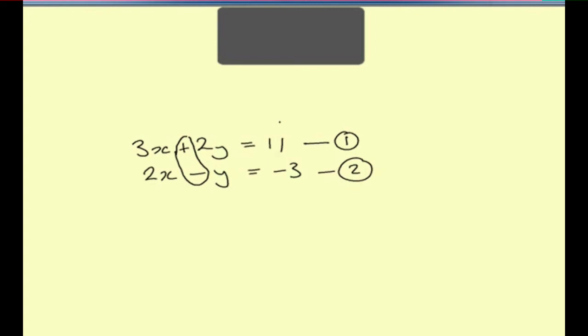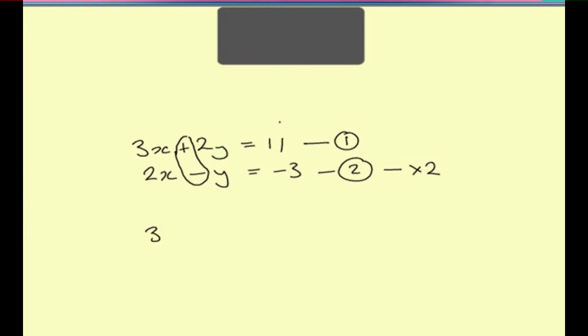So before we write anything, we need to do a little check. So when we add the two equations 1 and 2, do we eliminate one of the unknowns? Well, if we do 3x plus 2x, we get 5x, and 2y add minus y, well, that's just going to give y. So we don't eliminate one of the unknowns. So in this particular case, we have to make sure that we have the same amount of y's on the top as we have on the bottom. So we need to multiply equation 2 by 2.